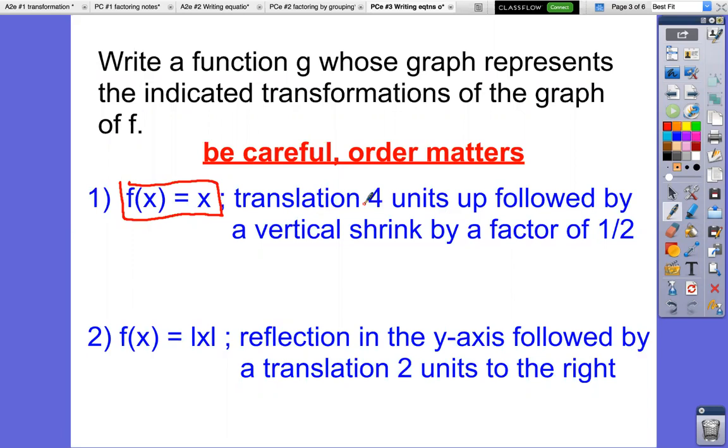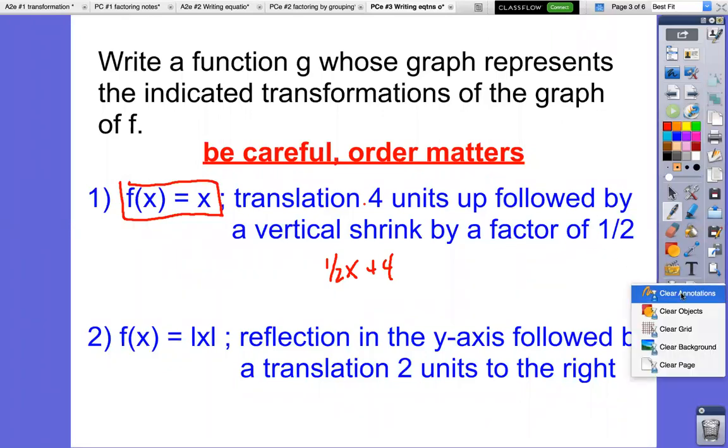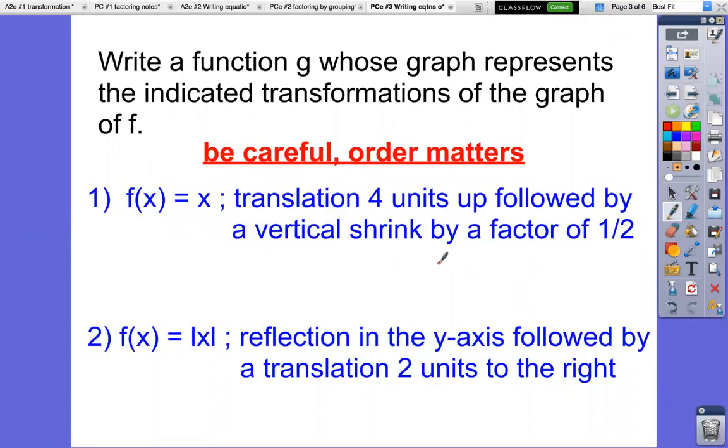That's what it does, every single one of them. So it's not always as simple as just putting, so right here, a lot of people would think, oh, okay, well, 4 up is just going to be this plus 4 and a shrink factor 1/2. Now, that's not exactly right. The order matters. So let me go through and explain this and make sure you watch. You have to do it one step at a time.